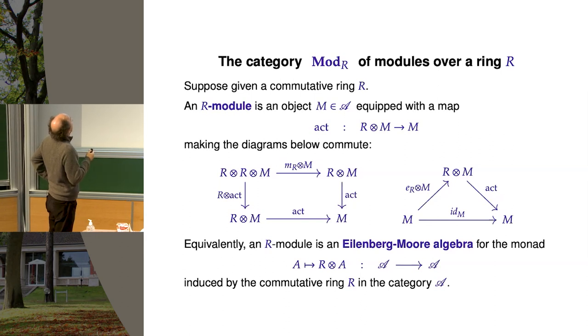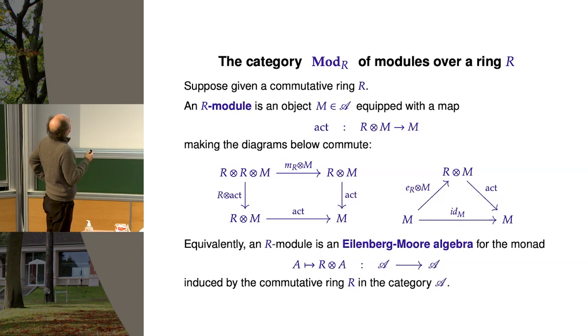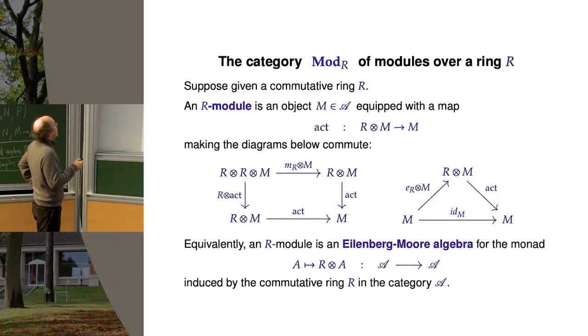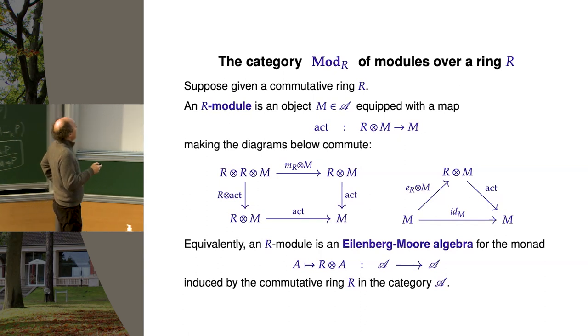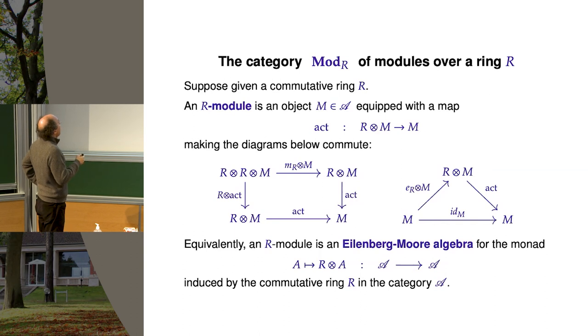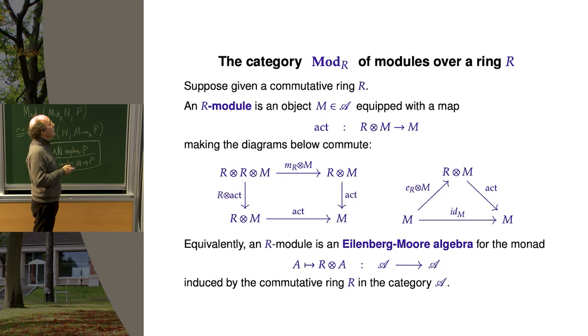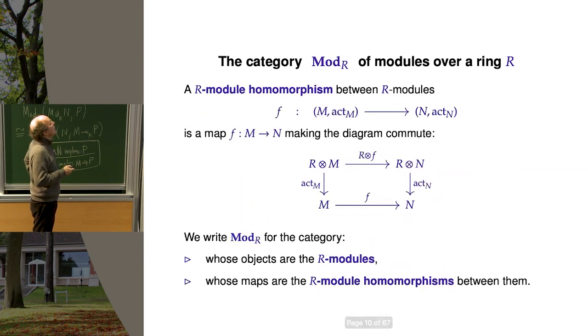So again, there is no surprise. A module, an R-module, is just an object M equipped with a map, which is the action of the ring on the module, satisfying the usual laws for an action, the two usual laws. And so formally, an R-module is the same thing as an Eilenberg-Moore algebra for a specific monad induced by the commutative ring in the category. So again, there is absolutely nothing really new here.